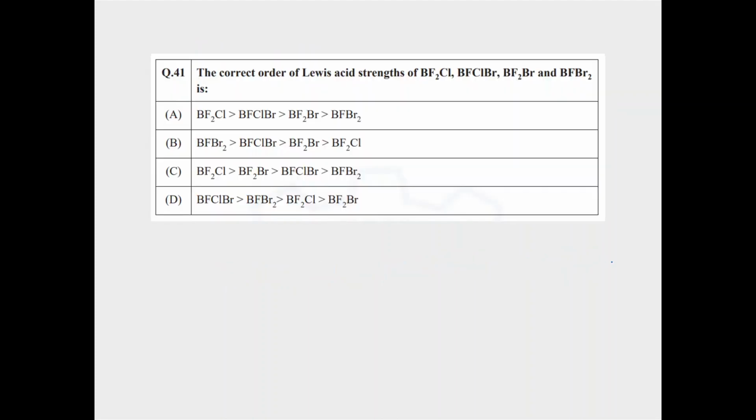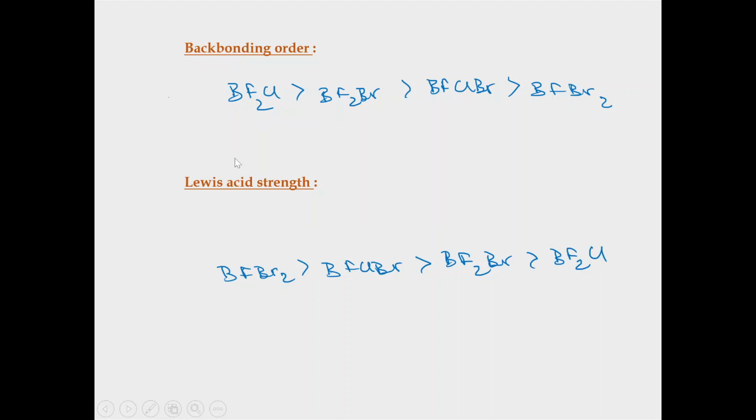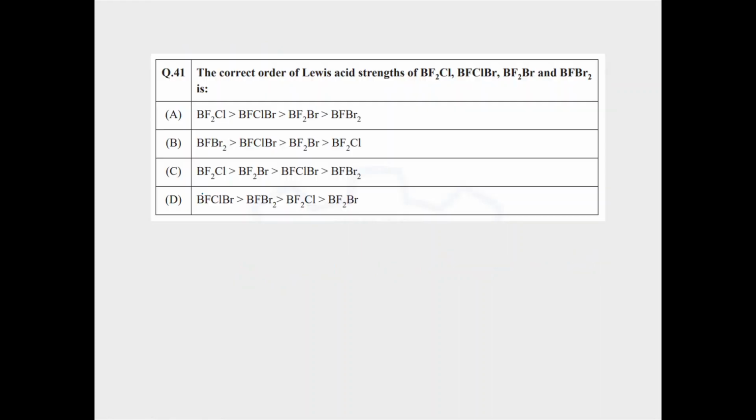So which option is the correct one? Here we can see that it is option number B: BFBr2, BFClBr, BF2Br, and BF2Cl. So option number B is our answer.